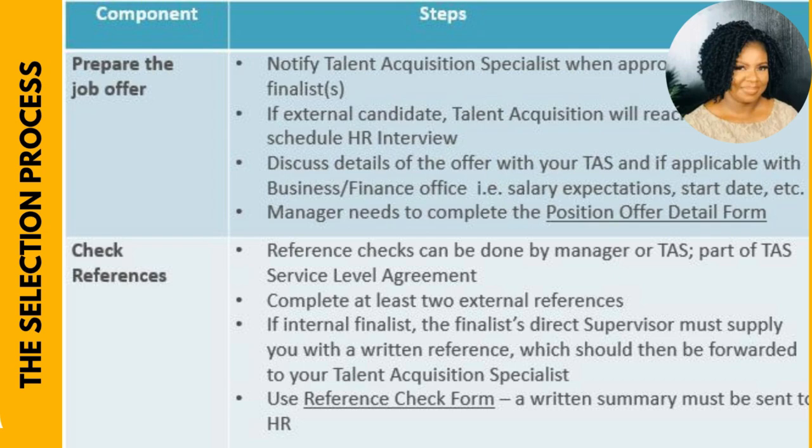So salary expectation, the start date. Where you will need them to resume maybe like July 1st, but the person is not available because of a notice period of maybe 45 days or 2 months or 30 days, then it means adjustment needs to be done. Then the manager needs to complete the position offer detail form.